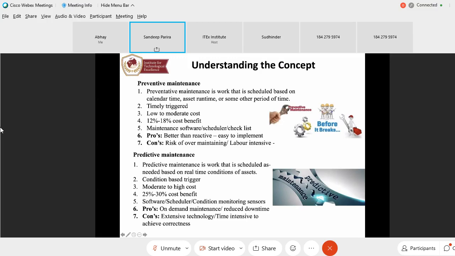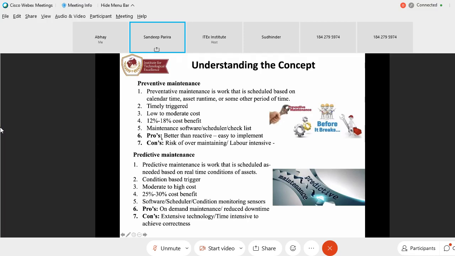For preventive maintenance, what we need is maintenance software, some schedulers and some checklists. For implementing and deploying predictive maintenance, you need software, you need schedulers, and you also need condition monitoring sensors, so that in real time you can get the data.